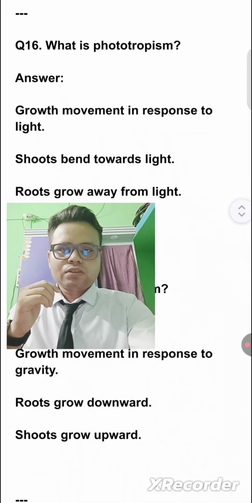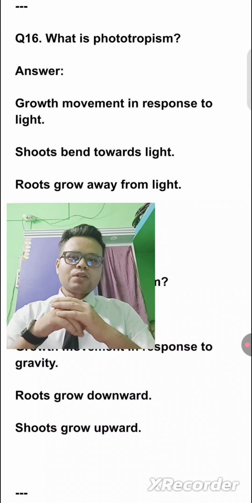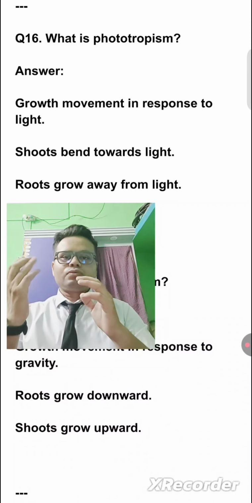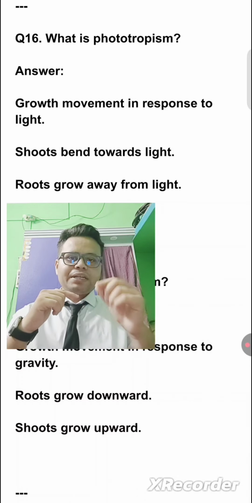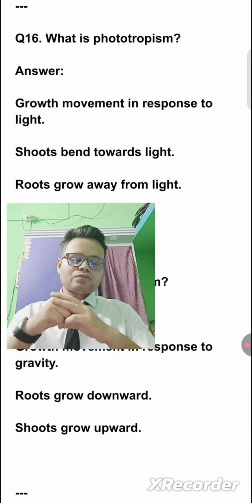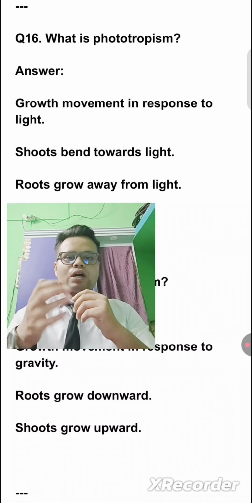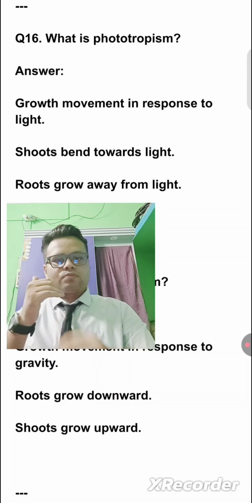Next, what is phototropism? Growth movement in response to light is known as phototropism. Second, shoots bend towards light. Number third, roots grow away from light. If you're talking about roots, they grow away from the light.